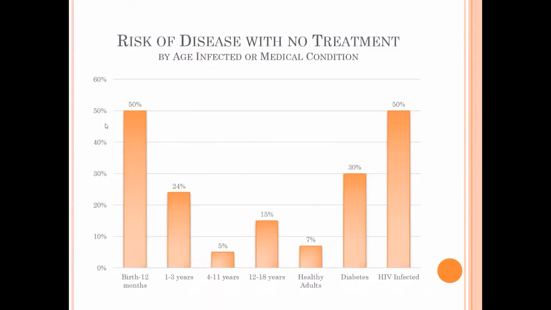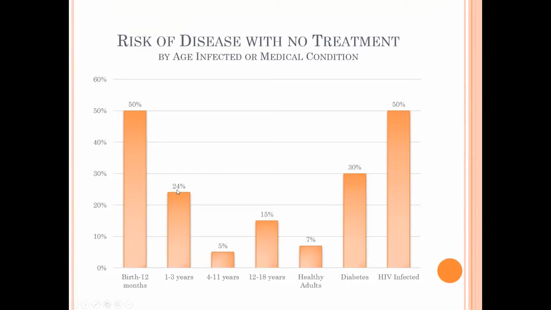Here, this is a graphic display of the risk of disease progression in patients infected with TB at different ages and with different medical conditions if they haven't received any treatment. And this is from a number of different studies over the years, mostly in the children. It's from before we really routinely treated latent TB infection, so back in the 50s and 60s.